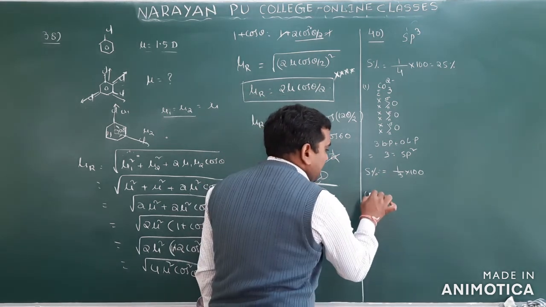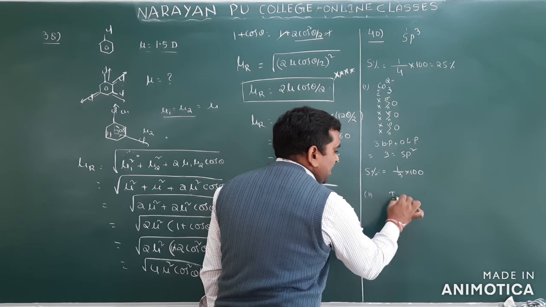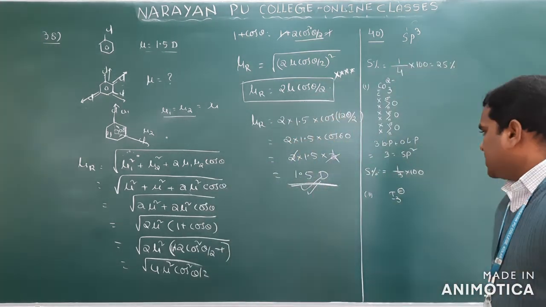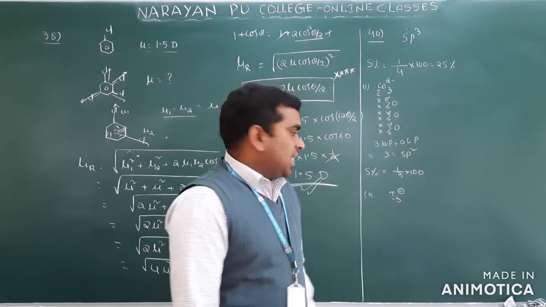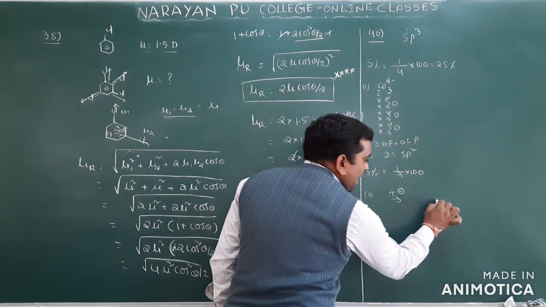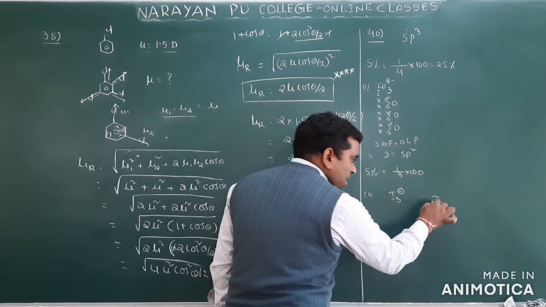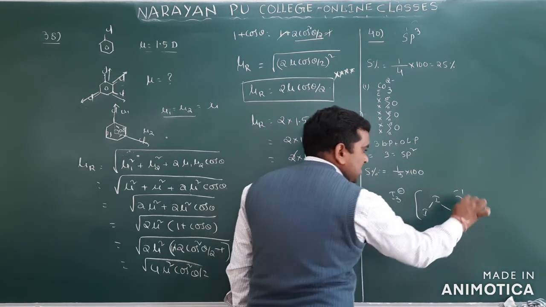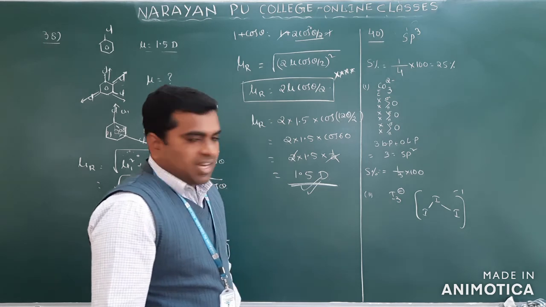Next one. I will do the second one, I3 minus. Remaining you do. Clear? I am giving this as the first one. I3 minus: what is the central atom here? Iodine only. One iodine will be like this, another one I will be like this. This is I minus. I3 minus.